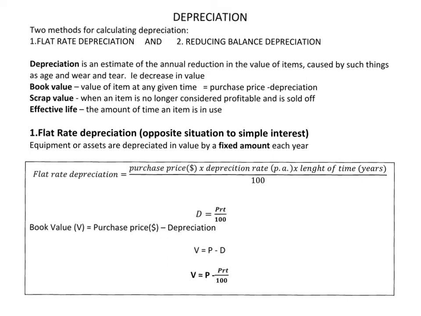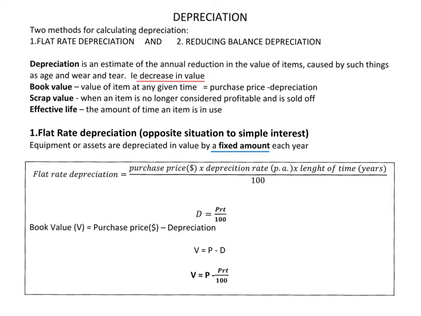That is the opposite, if you like, to simple interest. Simple interest was going up by a constant amount. Well, with flat rate depreciation, we are going down by a fixed amount. So a couple of terms that we do need to be familiar with for both types of depreciation. Well, we've just talked about the fact that depreciation is a decrease in value of something.